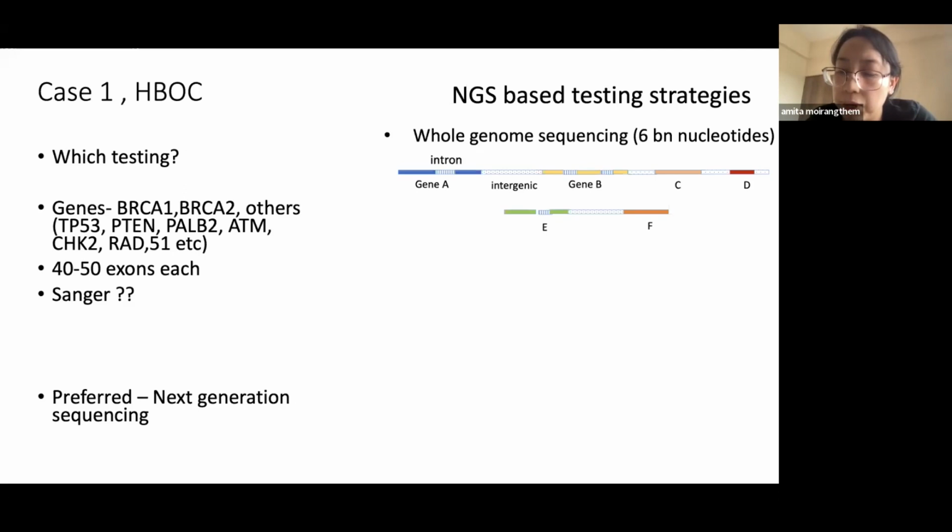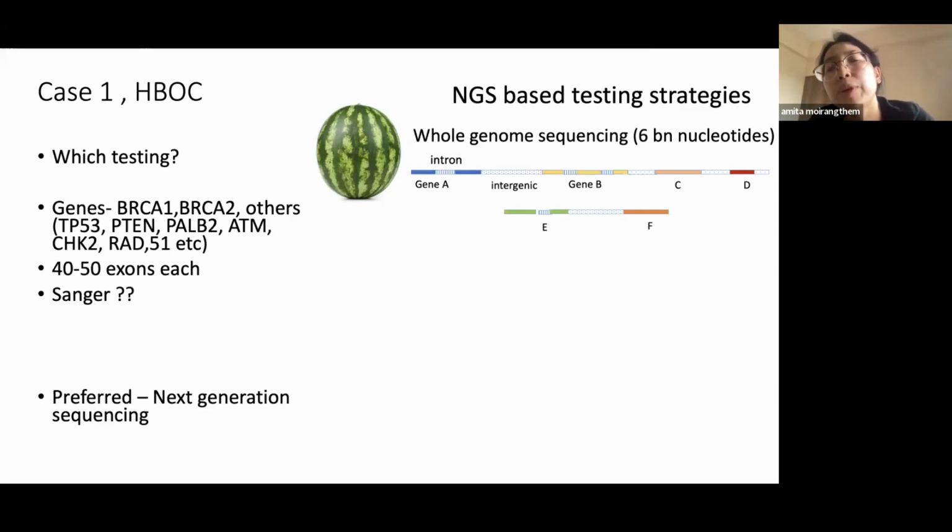So just a very brief, simplified explanation of these strategies here. Whole genome sequencing: we sequence the whole genome, including all the 20,000 or so genes in the body, along with the coding, non-coding, intergenic sequences, etc. Everything has to be sequenced. So that is whole genome sequencing.